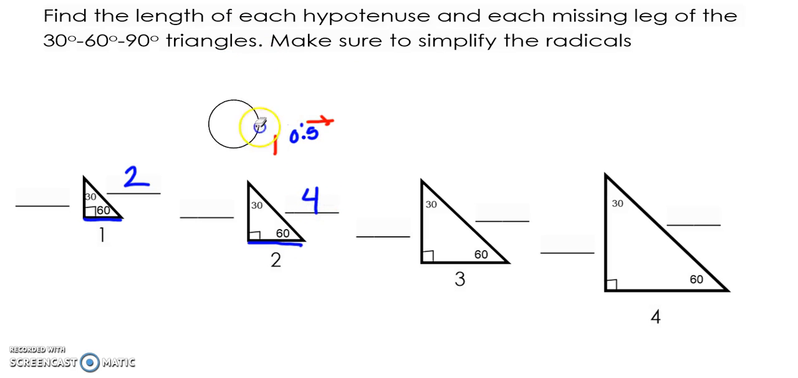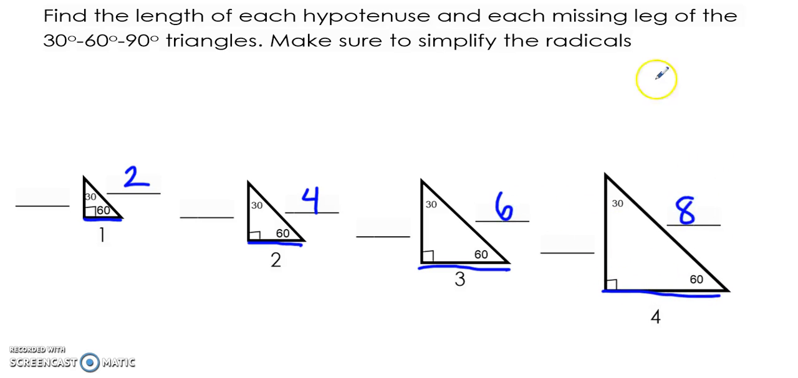Now this only works for 30, 60, 90 triangles. So it has to be the 30 degrees across from the shorter side, the hypotenuse is across from the 90, and the 60 degrees is across from the other leg. So if I continue, the hypotenuse is just double the short leg side, and that's always across from the 30. 3 doubled is 6, and 4 doubled is 8.